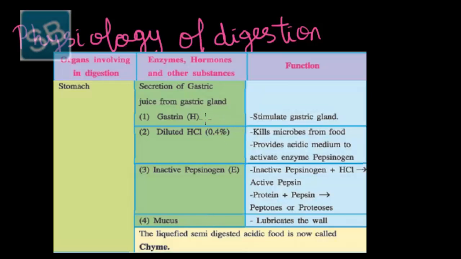Gastrin is a hormone which helps in stimulating the gastric gland. HCl, as said earlier, helps in maintaining the pH of the food. It kills microbes and provides an acidic medium to activate the enzyme pepsinogen. Further, mucus is the substance that lubricates the wall and helps in easy and smooth digestion of food. Now, the most important of all, the liquefied semi-digested acidic food obtained by the stomach is known as chyme.